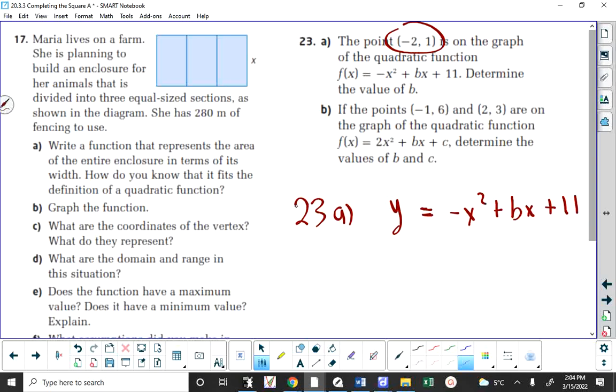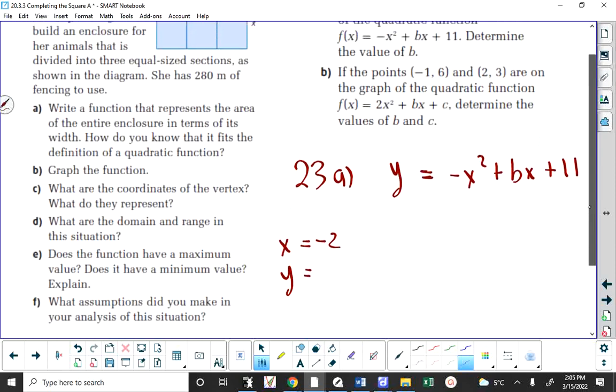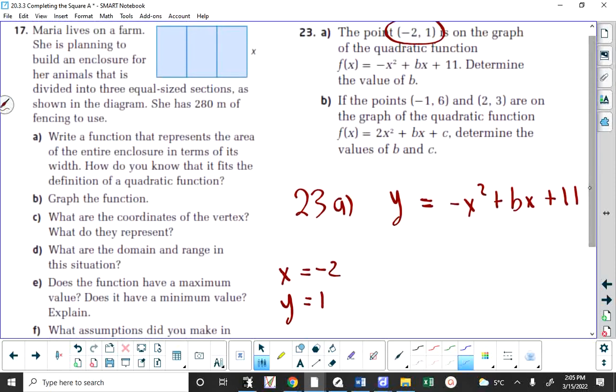If you were to go back in your notes and look at sequences and series, we did problems like this where you had some number that was unknown. That number, which is b, is a missing parameter. So in order for you to find the value of it, you're going to put in x equals negative 2, which will produce y equals 1, because the graph passes through that point.